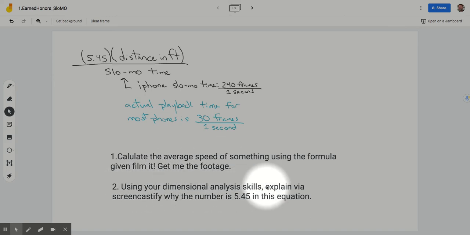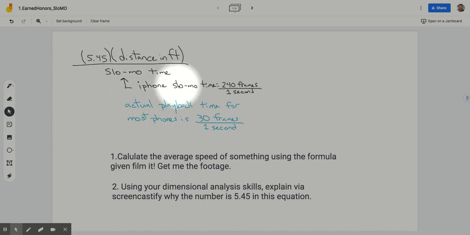Using your dimensional analysis skills, explain via Screencastify why the number is 5.45 in this equation. So my hint is use your dimensional analysis skills and this information here to derive this equation. And here's the important part.